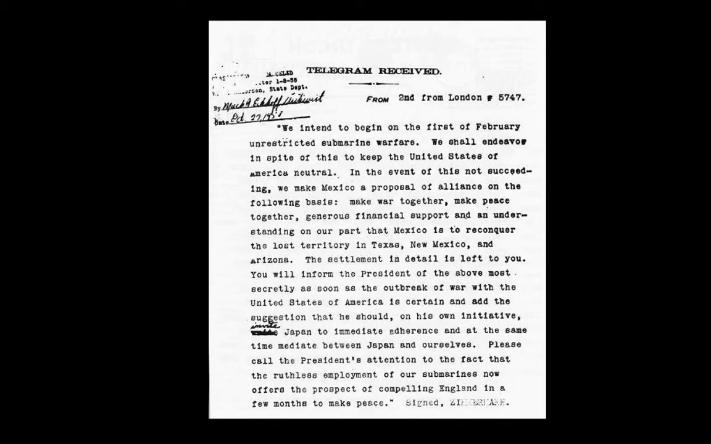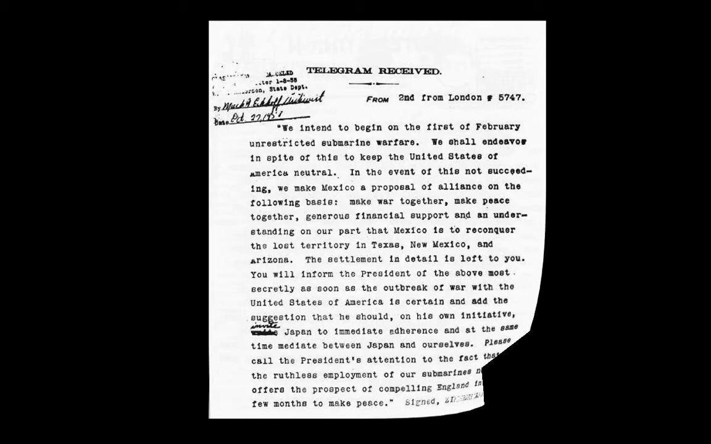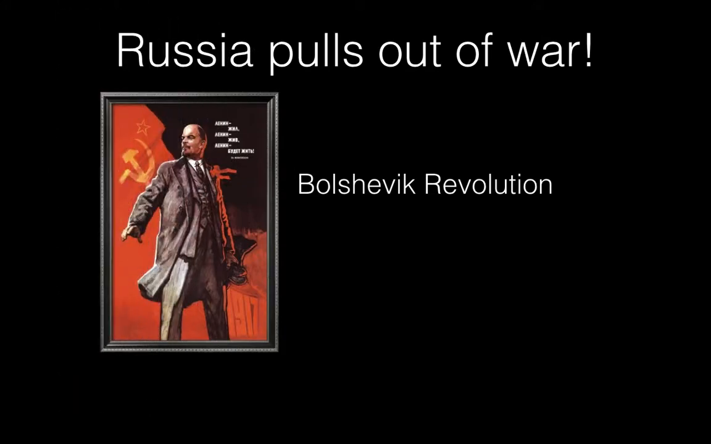Now, this telegram was never meant to be intercepted, but it was. So it becomes the one thing that really pushes the United States over the edge. Now, the other thing that happens is that Russia pulls out of the war, mainly because of the Bolshevik Revolution that's taking place in Russia. So Russia feels that it's not going to try to fight two wars at one time. It's having its own revolution within its country.